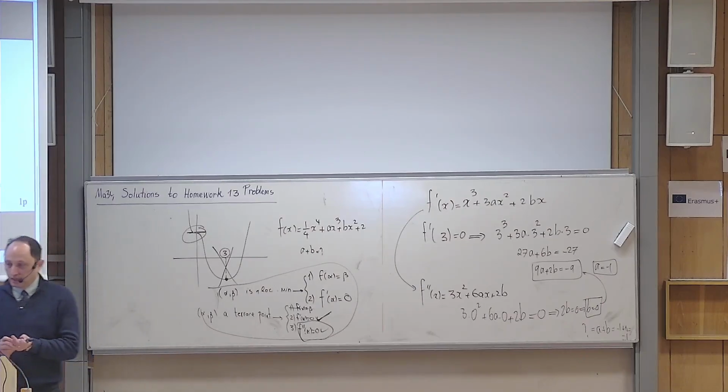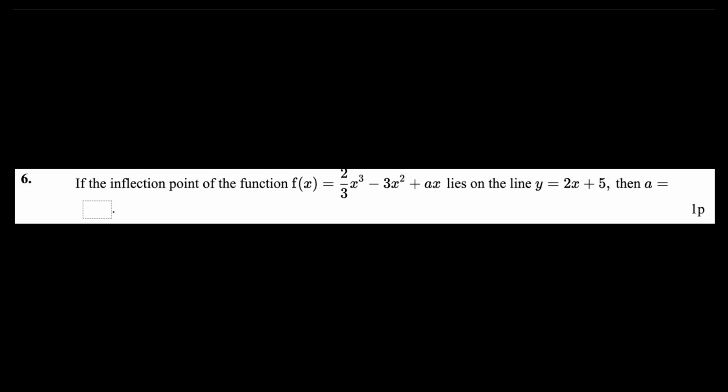Okay, finally, let us go to the next problem here. The last one. If the inflection point of this function lies on the line y equals 2x plus 5, what is A? Again, you shouldn't be scared of these kinds of problems. Do I know my function? Yes or no? No, because A is missing. Train your eyes. Do I know my function? No, because I don't know A.